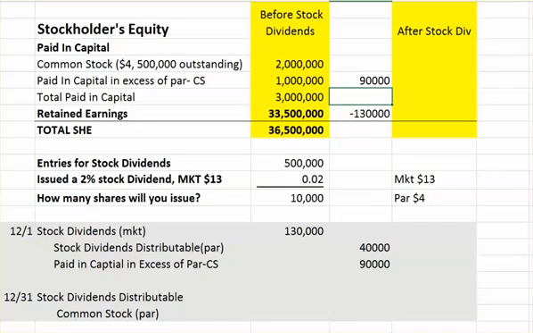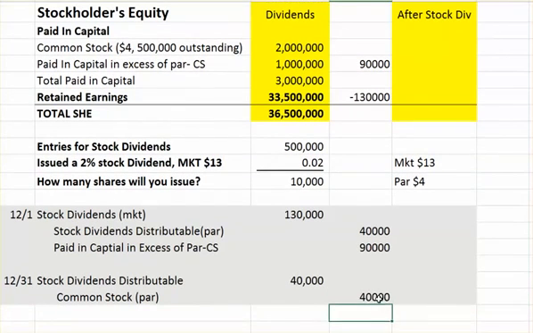On the date of distribution, when you actually distribute the stock, you're going to debit your liability account, stock dividends distributable, and you'll credit the equity account, common stock, for that stock that you're giving away. And then that equity account increases by 40,000. Up here, 40,000. So after the stock dividend, this is what your equity accounts are going to look like.